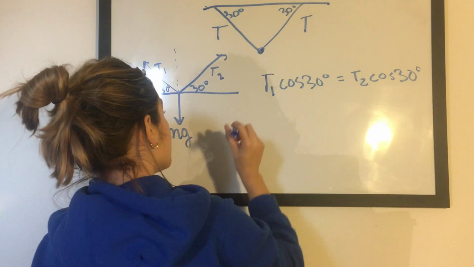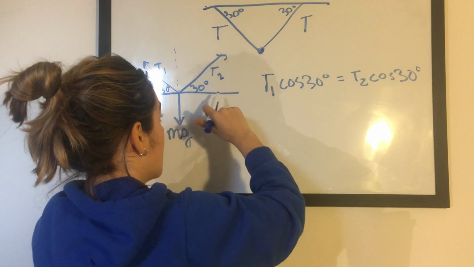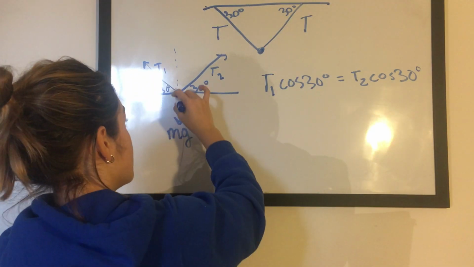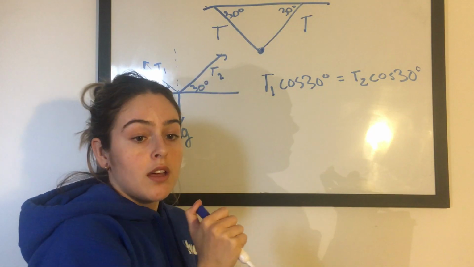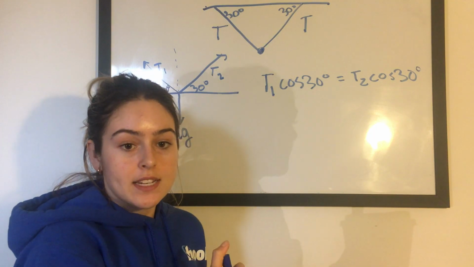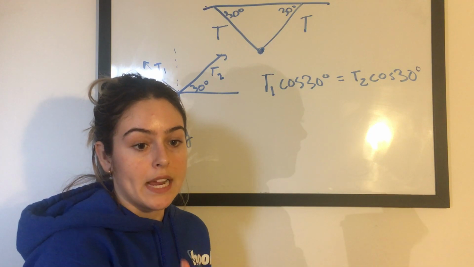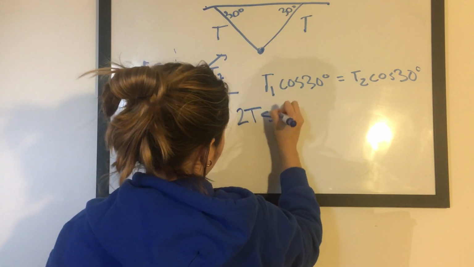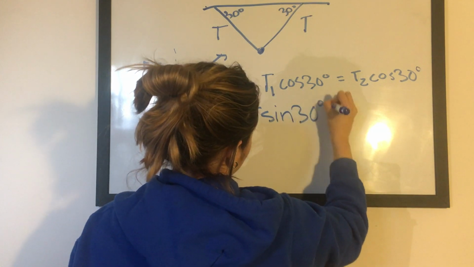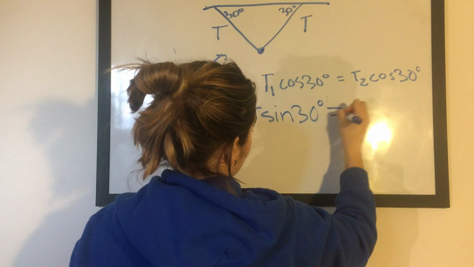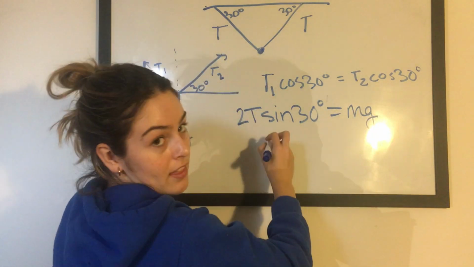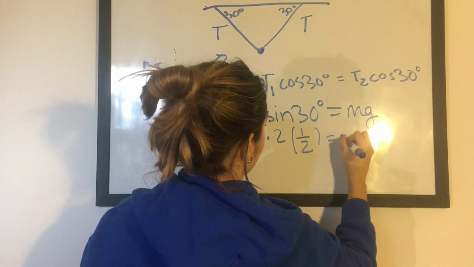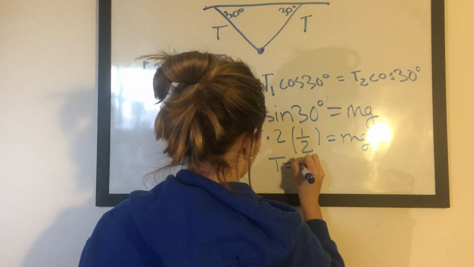Then we also know that the sine components of each string added together are going to be equal to mg, because they make a single force vector that adds up to the unbalanced forces to create a net force of 0. So 2T sine of 30 degrees is equal to mg. We simplify this since we know that sine of 30 is equal to 1/2, and we get that T is equal to mg.